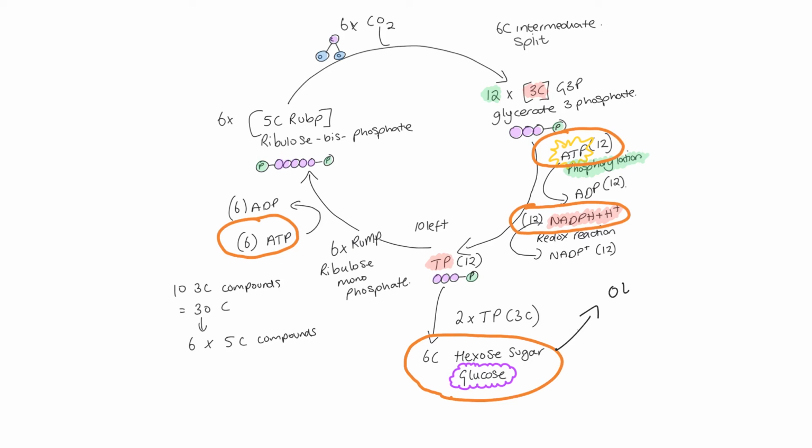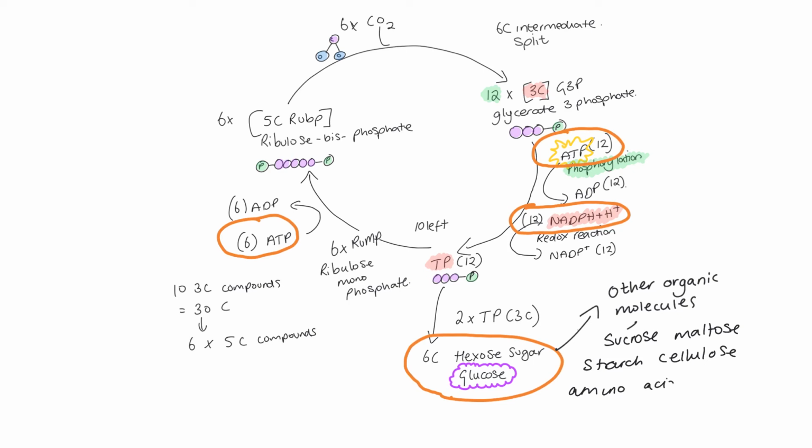We can convert it into fructose and sucrose and maltose and cellulose and starch, and then we can convert it to other things. We can add some nitrogen and we can make some amino acids and proteins for the plant, or we can convert it into fats and oils and waxes, and every other biological monomer and polymer you can think of can be produced from this glucose molecule that we have produced in photosynthesis.